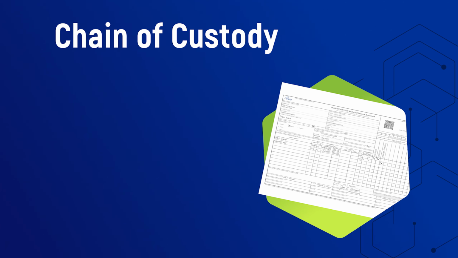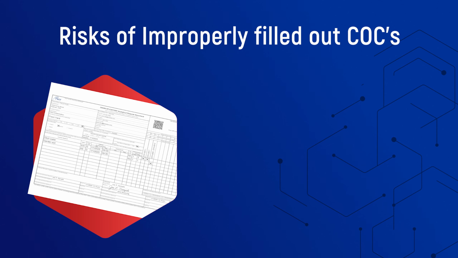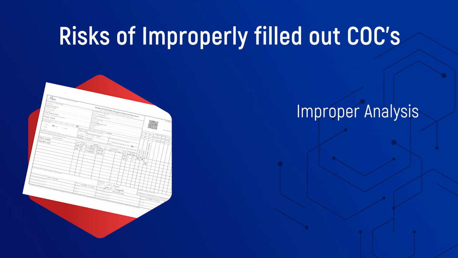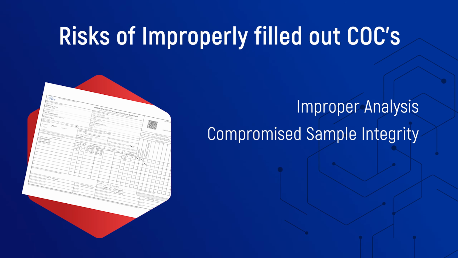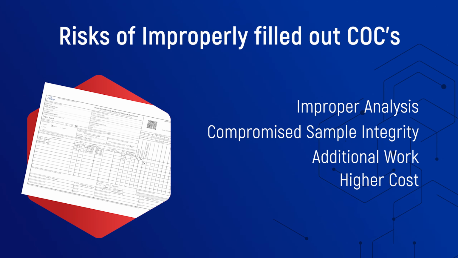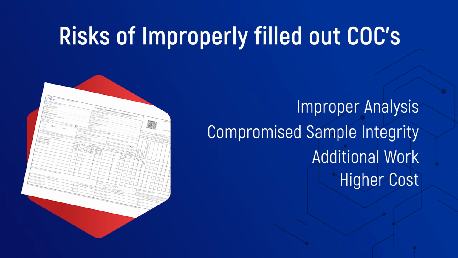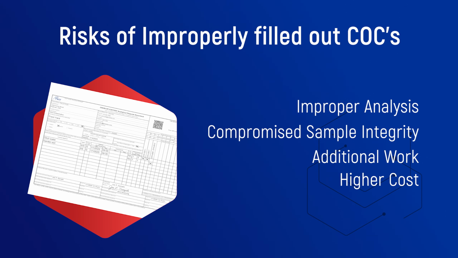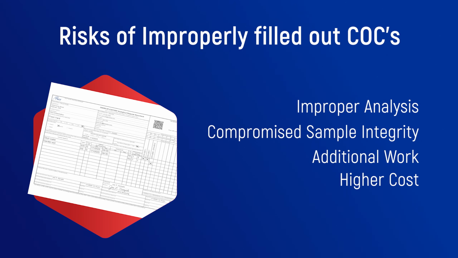Incorrectly filled out chains of custody present significant risks to the proper analysis of samples. Errors in documentation can lead to compromised sample integrity, necessitate additional work for all involved parties, and potentially incur higher costs due to wasted time and the need for resampling. Ensuring accuracy in a chain of custody documentation is therefore crucial for maintaining sample integrity, efficiency, and cost-effectiveness.